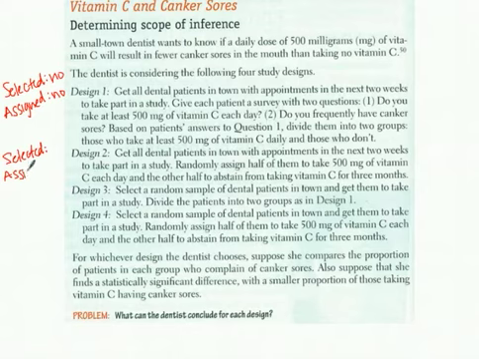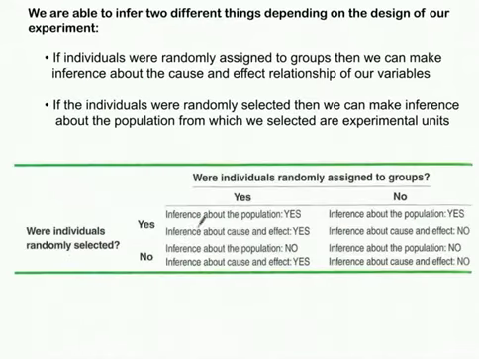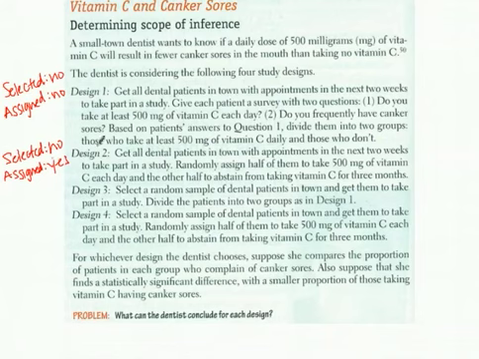randomly assigned to one of 2 groups. And so these people were not randomly selected because it was anyone that had an appointment in the next 2 weeks. And then they were randomly assigned, so this would be a yes. So looking back at our table, they were not randomly selected, but they were randomly assigned, so we cannot draw any inference about the population, but we can draw an inference about cause and effect.